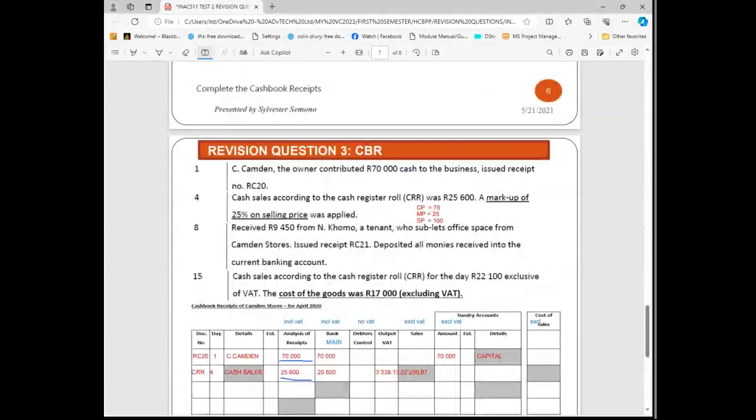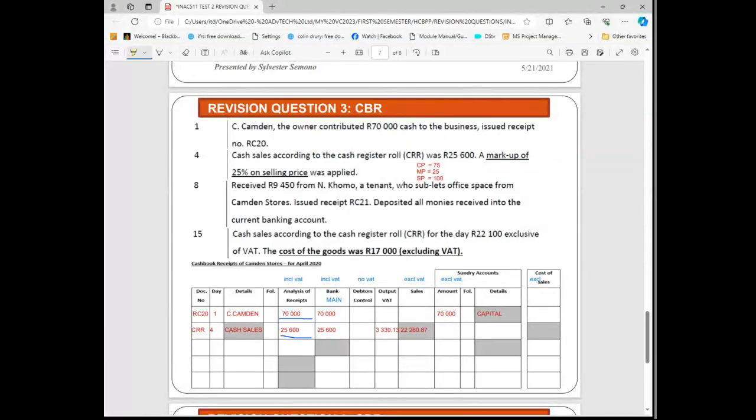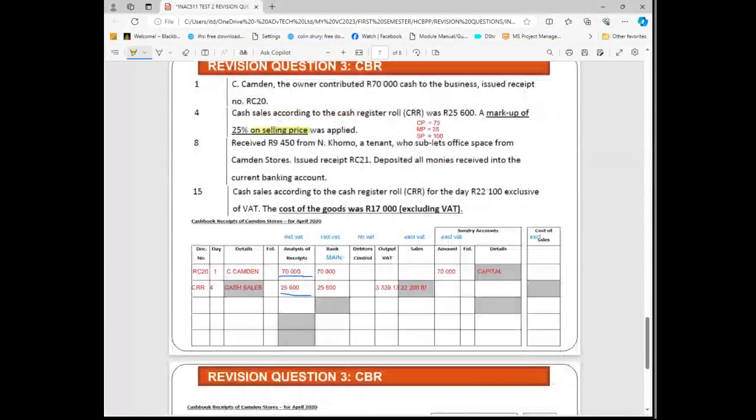Can you see now? Next time they will say, I know they will confuse you, they will say gross margin. It's the same thing. Because they can say gross margin of 25%, just know that they mean 25% on selling price. Okay.